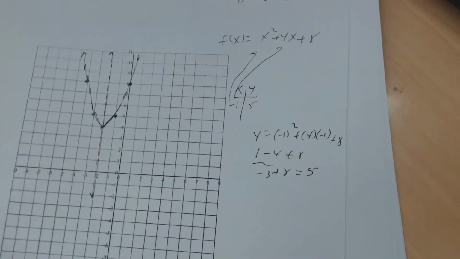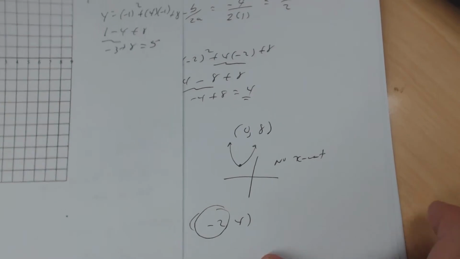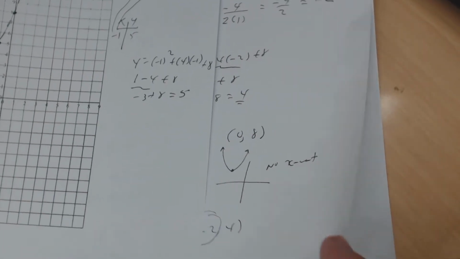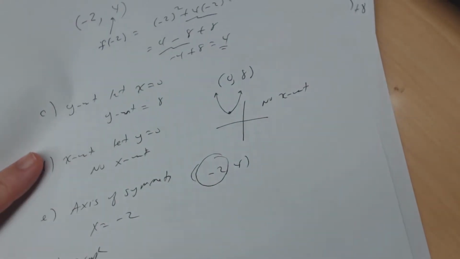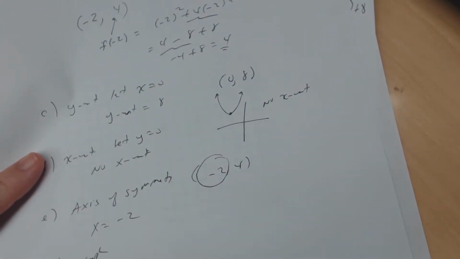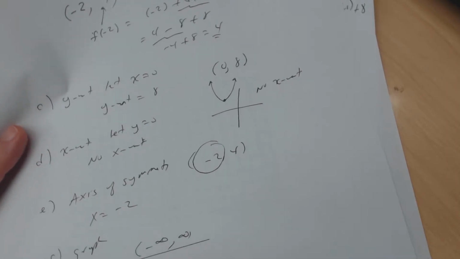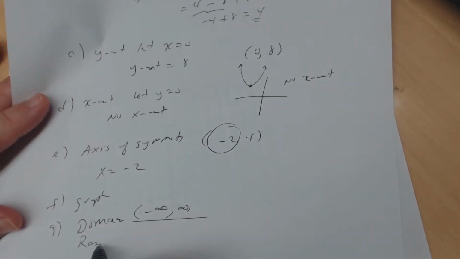Okay, that's it. All right, and then finally, you're going to be asked about domain and range. So remember that this is a quadratic function, so your domain is going to be all real numbers. Domain: -infinity to infinity. The range.